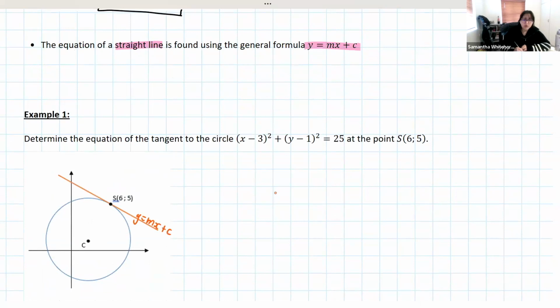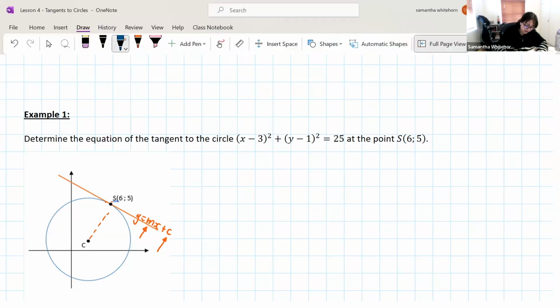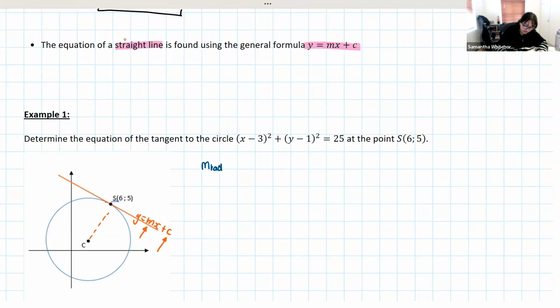Now, anytime you're looking for the equation of a straight line, there's two important bits of information. You need to find the gradient and you need to find the y-intercept. Now, if you think of the gradient situation, remember that the radius from C to S, obviously if I could draw a nice straight line, is perpendicular to the tangent. So if you could work out what the gradient of your radius is, you can use that to work out the gradient of your tangent. And 9 times out of 10, this is exactly what you need to do. So the first thing I am going to do is work out the gradient of my radius.